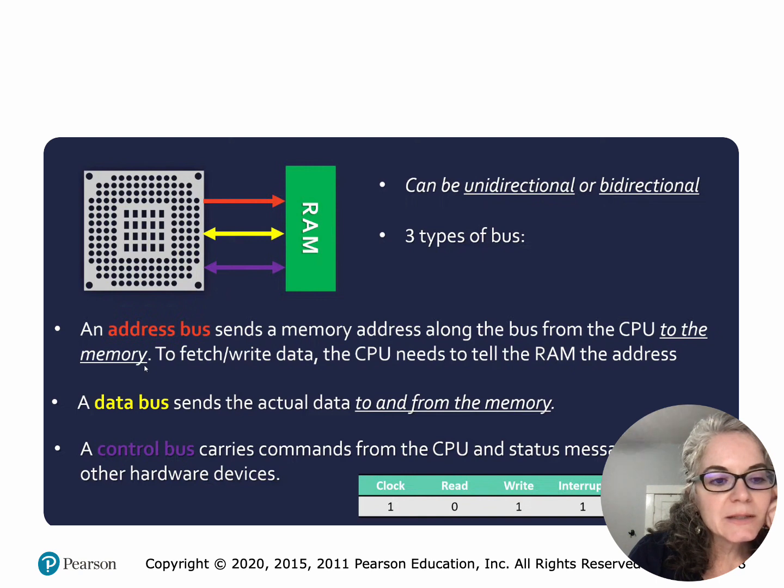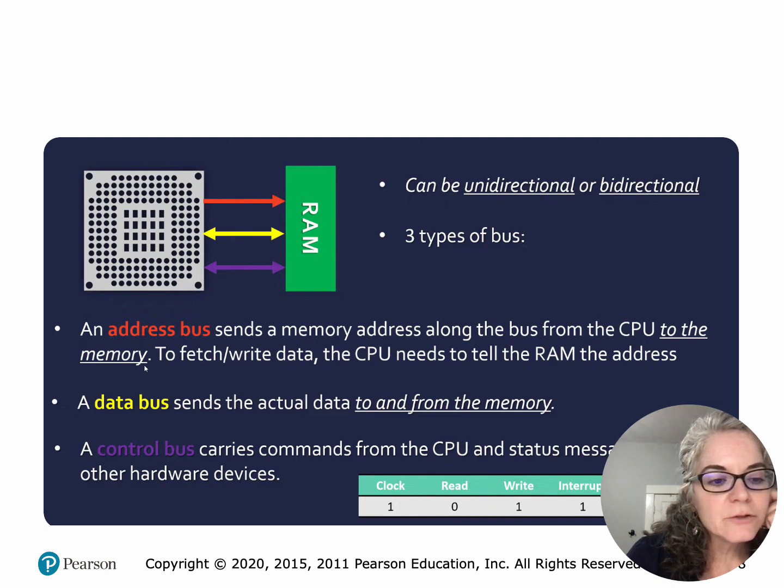Then the data bus is bi-directional, so it goes both ways. It sends the actual data. Let's say that in the address FFE0, we hold the number 10. The actual number 10 gets sent through this bus, and it can go both ways. So the CPU can ask for that value, or RAM can send that value to the CPU.